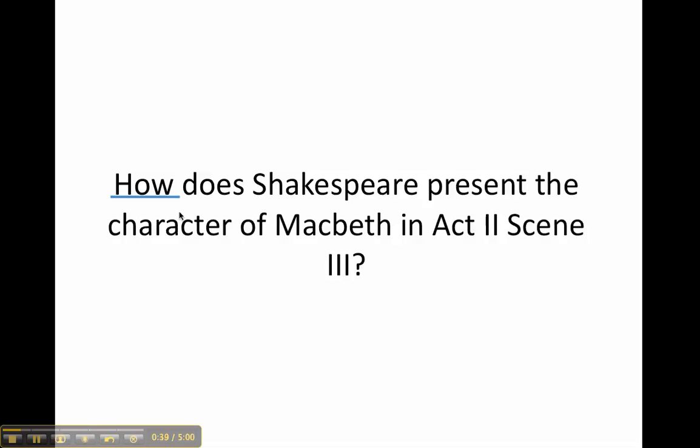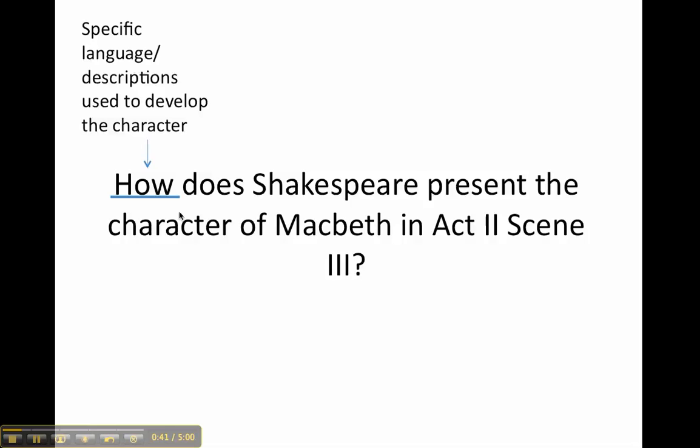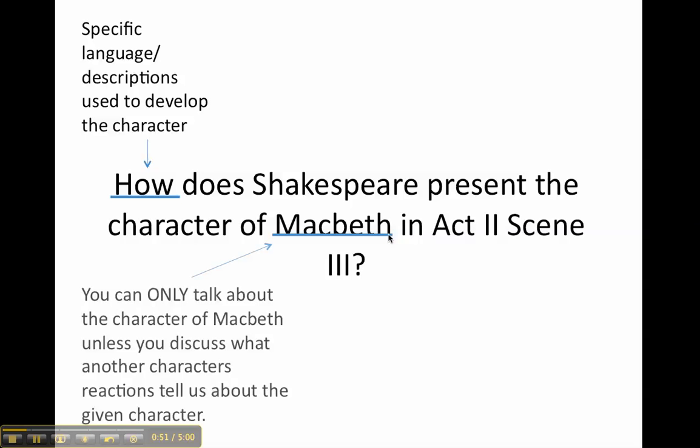Well, the first word we need to pay attention to is how. Because how means we're looking at specific language and descriptions that Shakespeare uses to develop that character. We also need to look at the word Macbeth, because Macbeth tells us this is the character we're looking at in our answer. You can only talk about the character of Macbeth unless you discuss other characters' reactions that tell us about him.